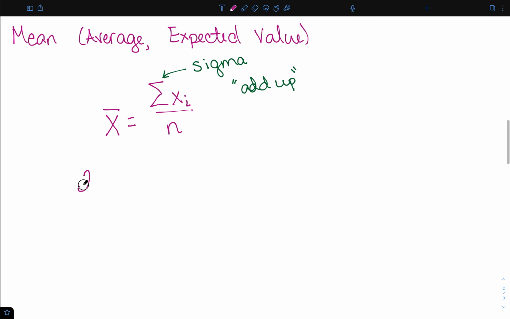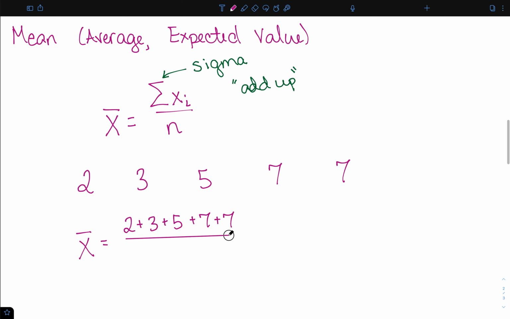As an example, let's suppose we have the data points 2, 3, 5, 7, 7. For the mean, we're going to add up all of these values, 2 plus 3 plus 5 plus 7 plus 7. And we're going to divide by the number of things. If we count, we have 5 things: 2, 3, 5, 7, and 7. When we do this, we get 24 over 5, or 4.8.